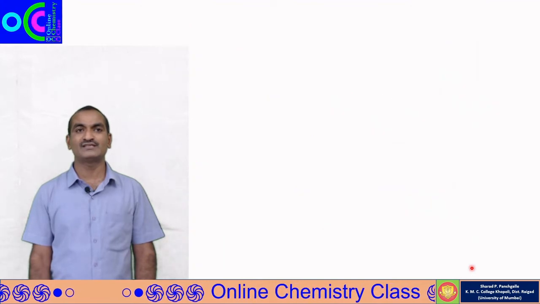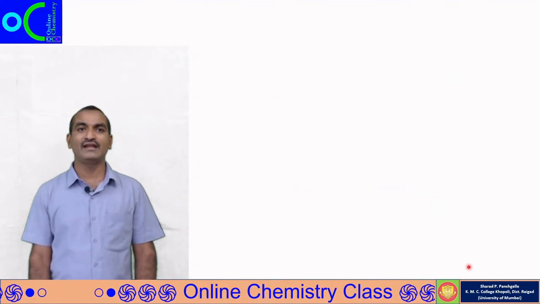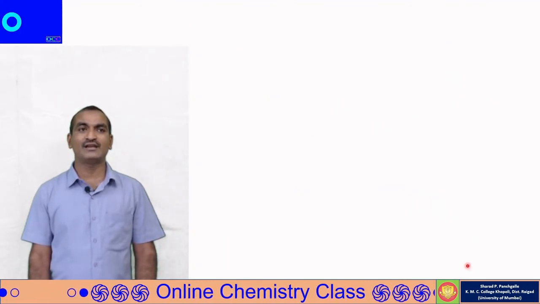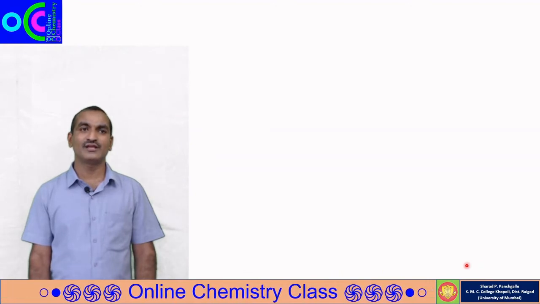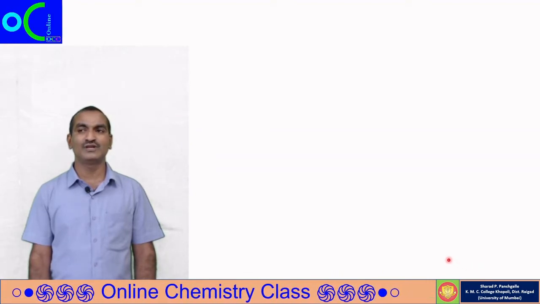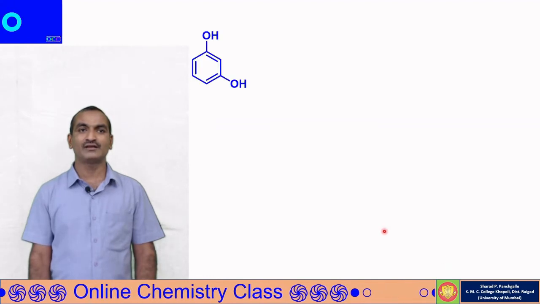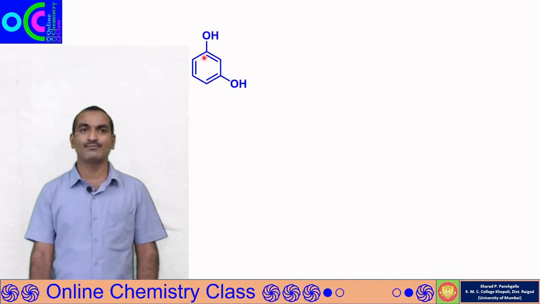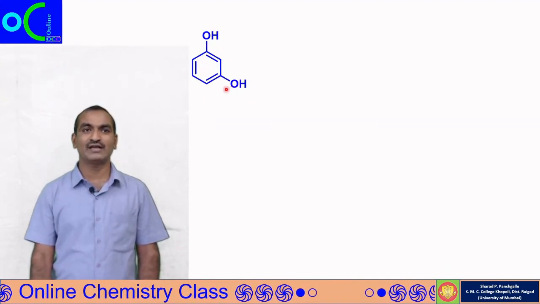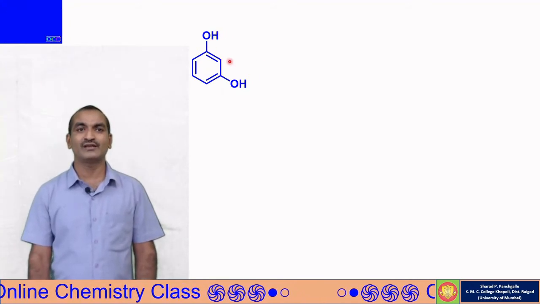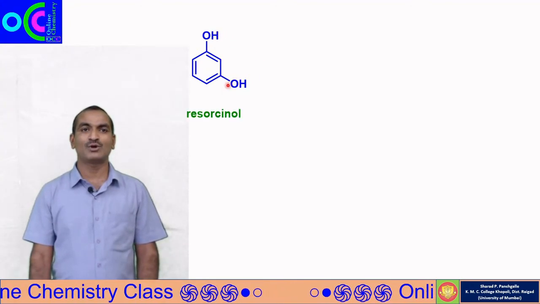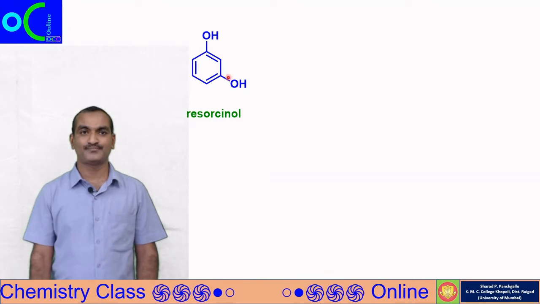Now it is not necessary that there should be only one hydroxy group directly bonded to the aromatic ring. There may be more than one hydroxy group directly bonded to the aromatic ring. So this is the next example in which two hydroxy groups are directly bonded to the aromatic ring. The name of this compound is resorcinol.